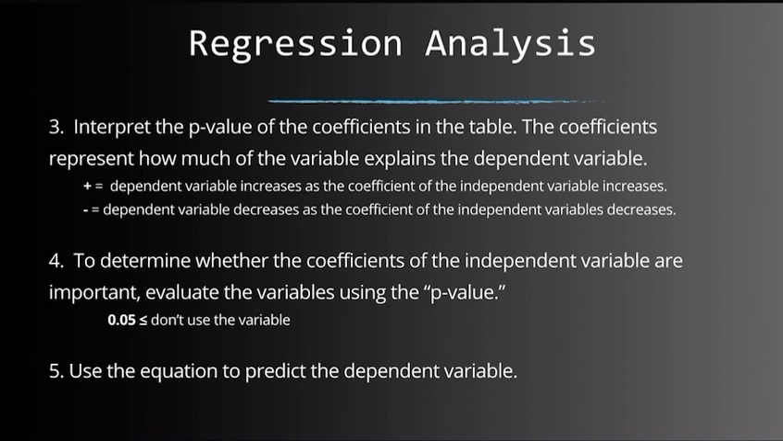In our case, we only had positive coefficients in this regression analysis, meaning that the total ratings increase as the coefficients of the episodes and books increase as well. Step 4 is to determine whether the coefficients of the independent variable are important and to evaluate using the p-value. This is similar to the evaluation done using the F statistic.